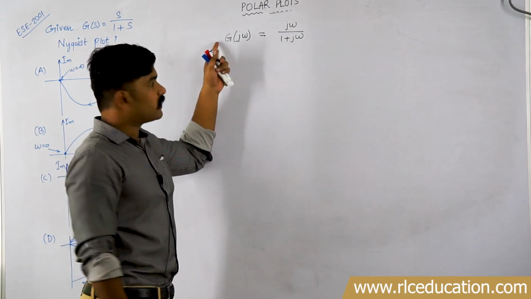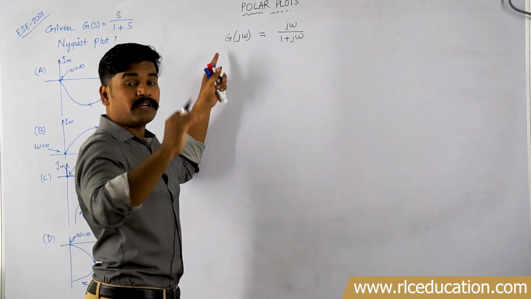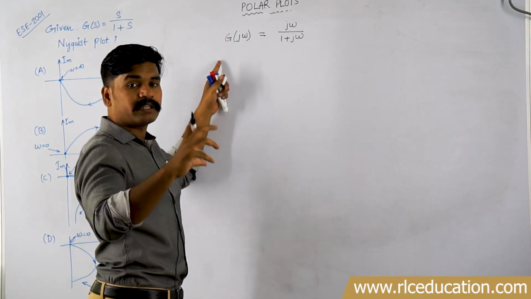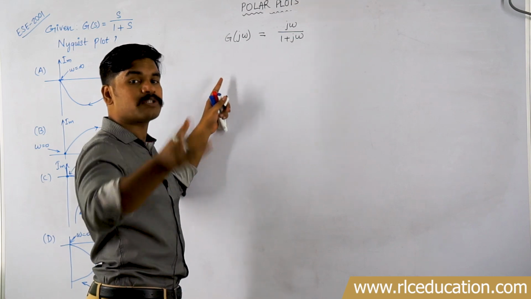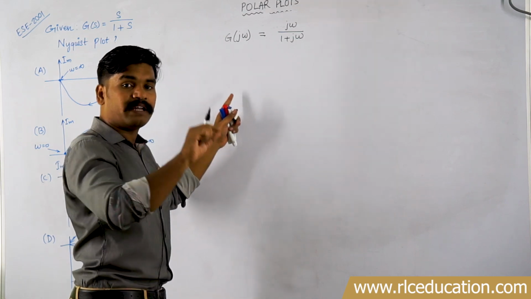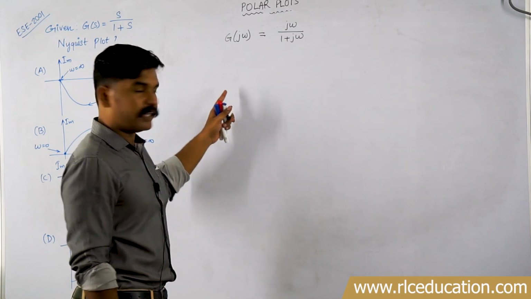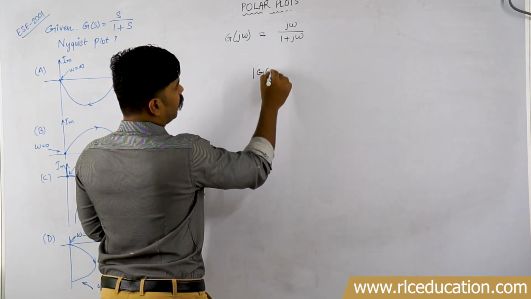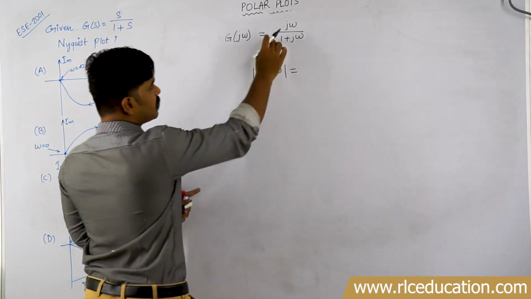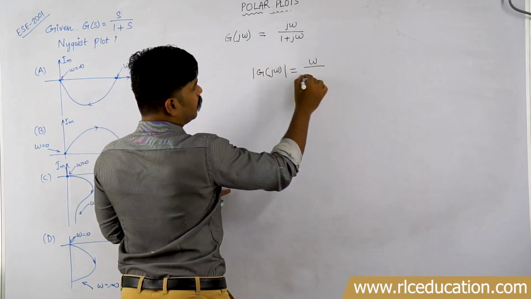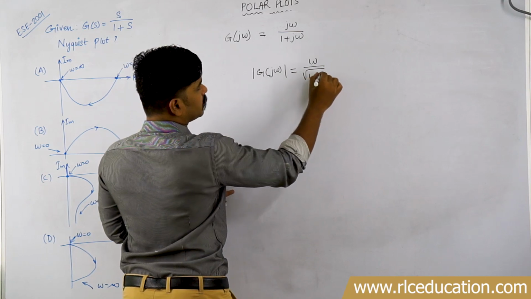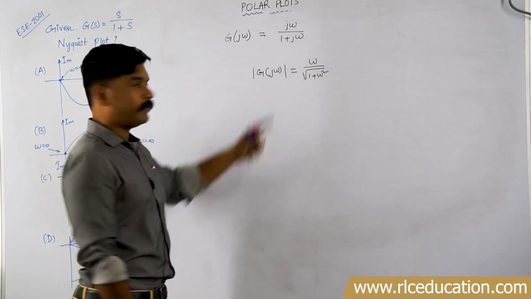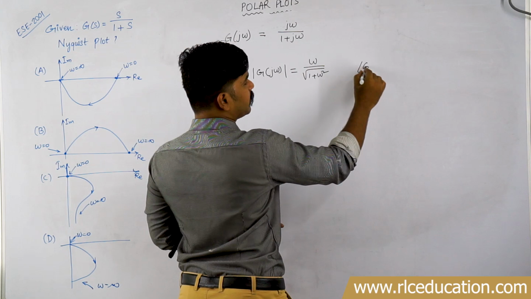So whenever you are having this transfer function, as I was telling you, in polar plot we are trying to plot the variation of magnitude and phase together in a single graph, and that too by varying the frequency from 0 to infinity. So let us first write down the expression for the magnitude of this expression. So the magnitude of this transfer function will be omega by under root 1 plus omega square. This is the magnitude. Are you satisfied? Yes. Now let us look at the phase angle of this system.